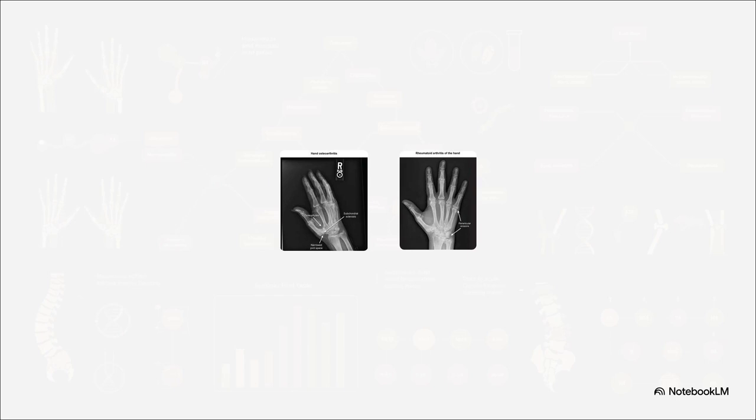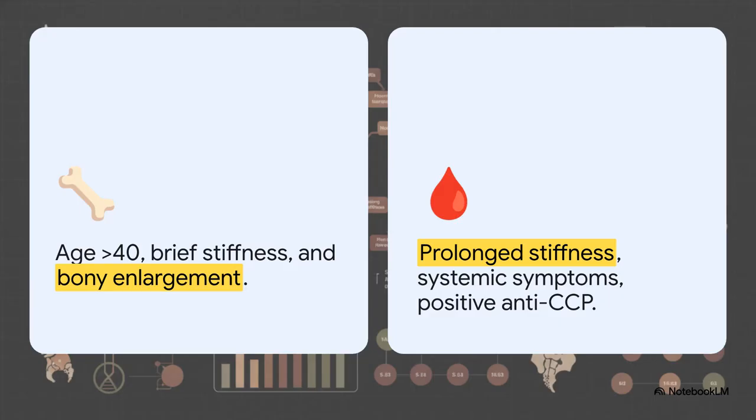Osteoarthritis gives you these hook-like osteophytes, subchondral sclerosis, and asymmetric joint space narrowing. Now shift over to the rheumatoid arthritis hand on the right. RA doesn't just narrow the joint space, it literally destroys it with these classic periarticular erosions. On test day, the clinical story is just as stark. If you've got an older patient, say over 40, with brief morning stiffness, like less than 30 minutes, and hard bony crepitus, that points straight to OA.